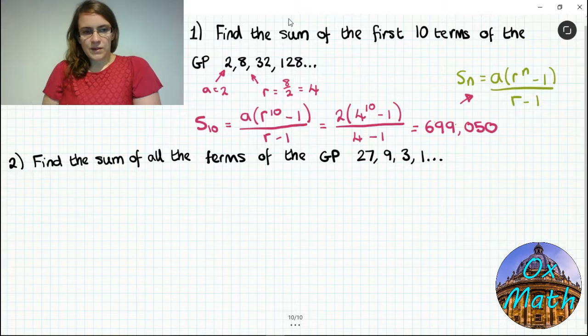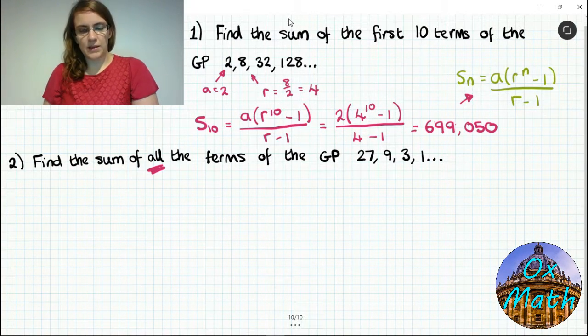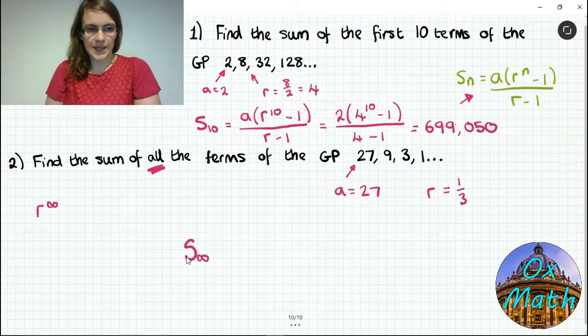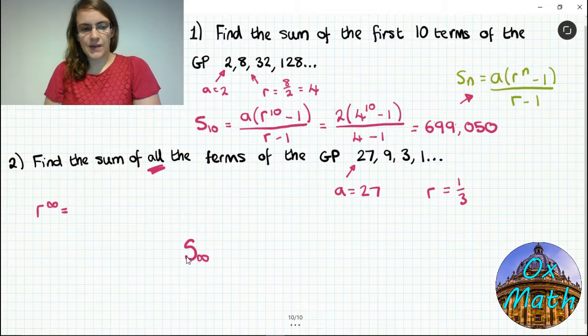Question 2 then, we are told to find the sum of all the terms, which remember is possible because our terms are getting smaller. So in this case, our first term is 27, and our ratio this time is a third, because each term is a third of the previous term. 9 divided by 27 is a third. We want all of the terms, so we are summing an infinite number of terms. And remember, this means that we will be using r to the power of infinity. And because r is less than 1, when we keep multiplying it by itself, it gets smaller and smaller and smaller until we can assume it is 0.